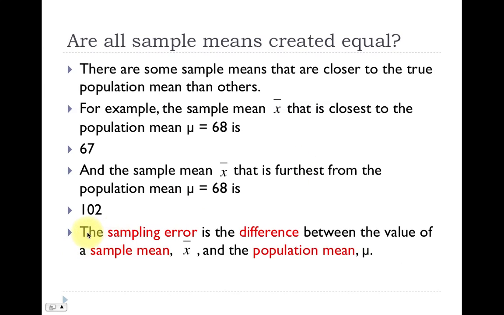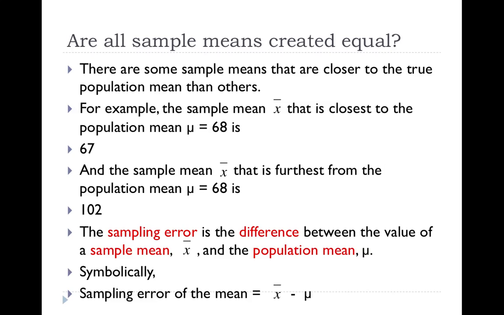There is something called a sampling error that's associated with each and every sample mean. A sampling error is the difference between the value of a sample mean and the population mean. We have this formula: x bar minus mu. If we take our sample mean and subtract the population mean from it, we get a sampling error.